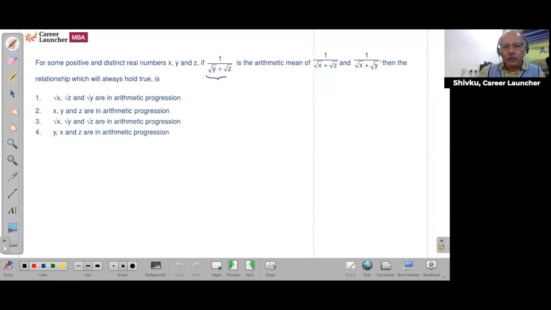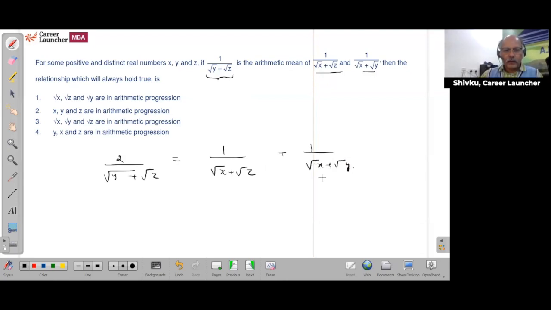If this is an arithmetic mean of these two numbers, what it means is 2 by root y plus root z must be equal to 1 by root x plus root z plus 1 by root x plus root y. Right? I'll just reorganize this. I'll say 1 by root y plus root z minus 1 by root x plus root z must be equal to 1 by root x plus root y minus 1 by root y plus root z.